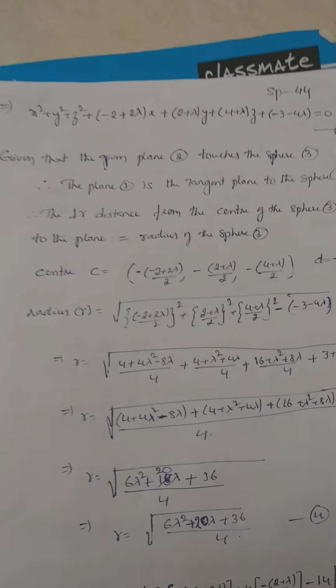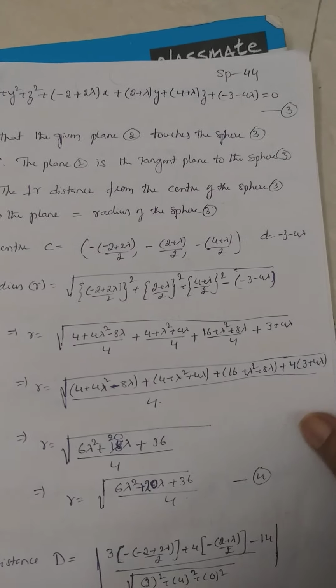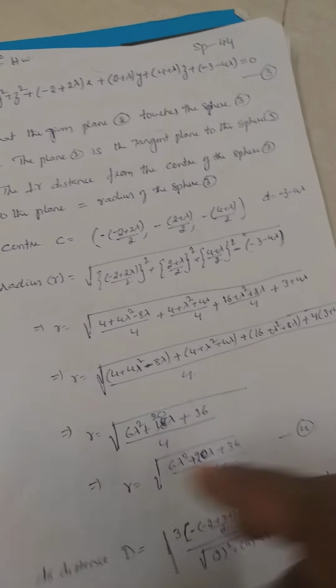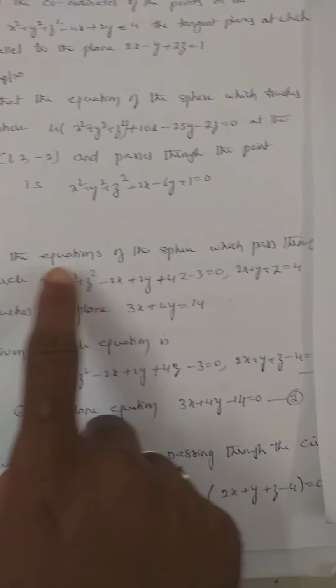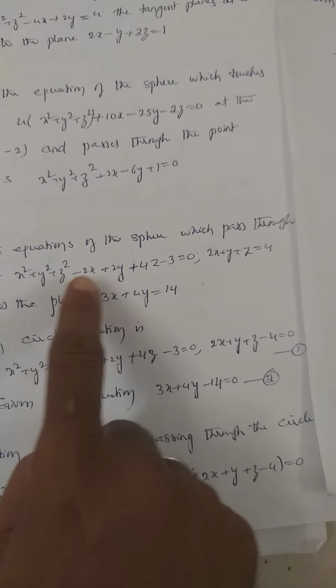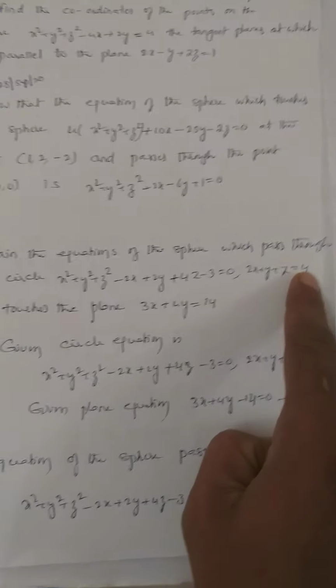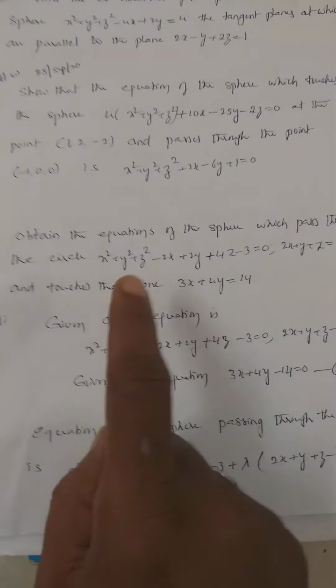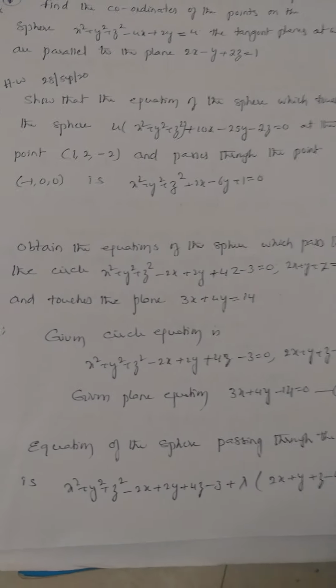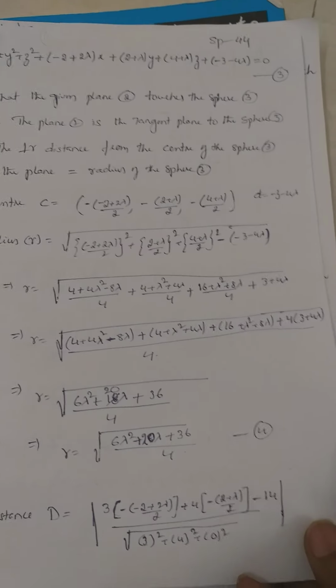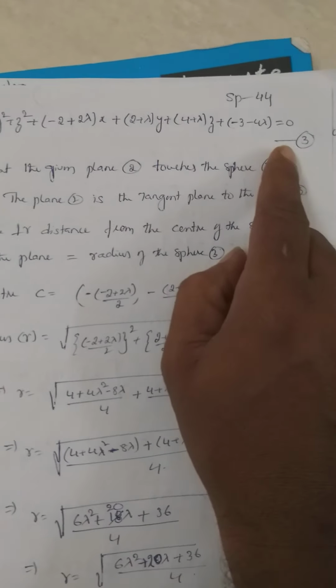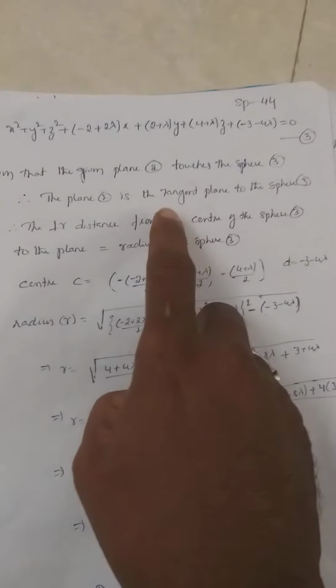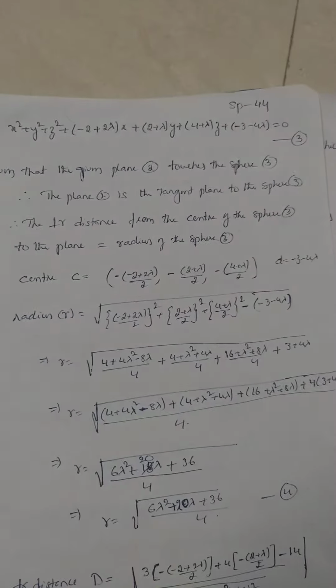First part is over. Next, what is the second part of this one? Now see, equation of the sphere passing through this circle, finish. We got the sphere and also given that sphere touches this plane. Given that this is the equation of the sphere which touches the plane, right? Or equation plane 2 touches the sphere.